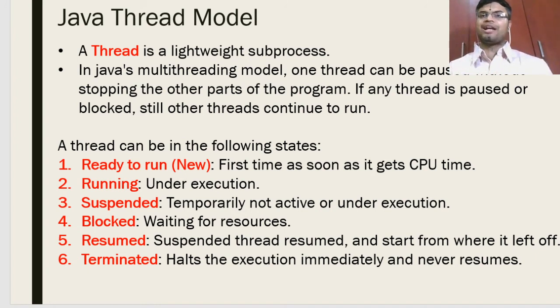Finally, we also have something called the terminated state. The terminated state is nothing but a state where your thread will be removed from that particular processor. Your thread will stop executing on that processor. All the memory and all the resources will be deallocated and the thread will exit the processor. So these are the 6 different states you can have. Make sure you know this. This is a very important topic for your interviews, guys.